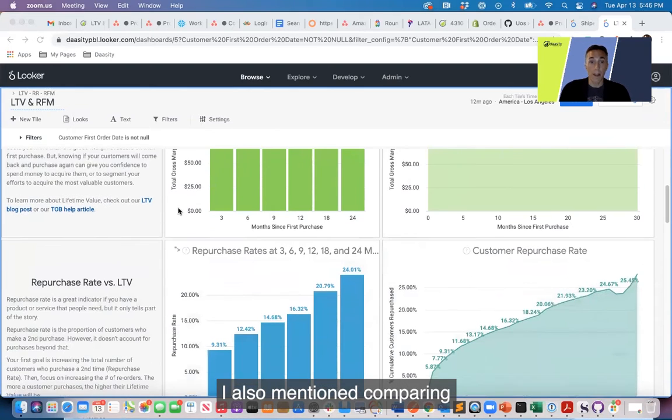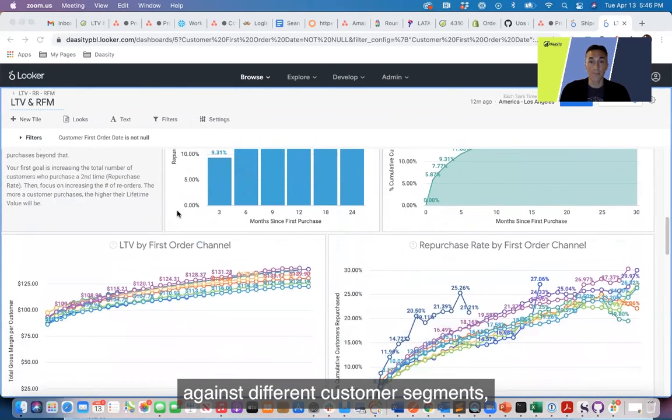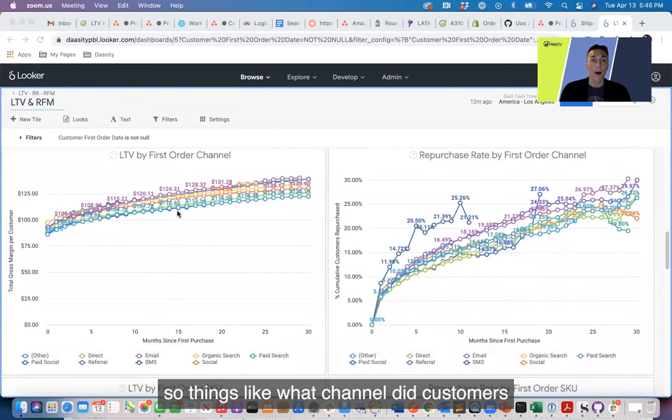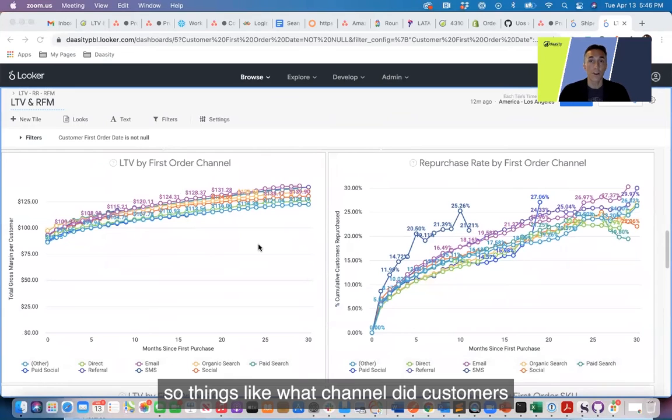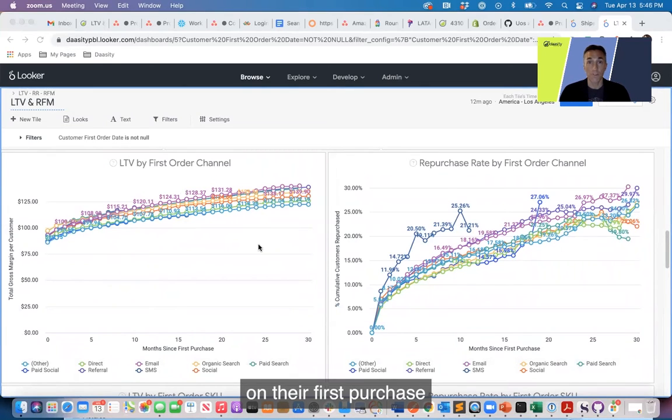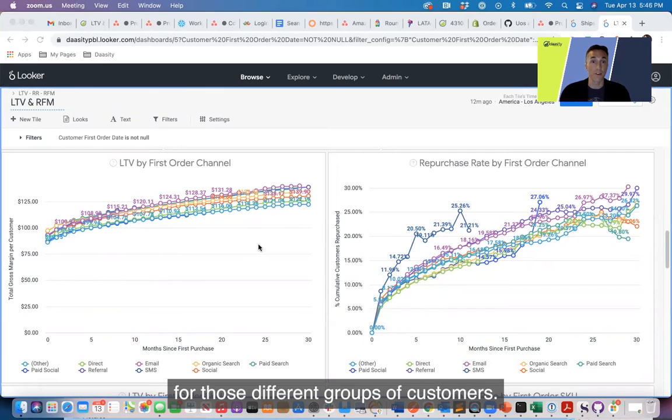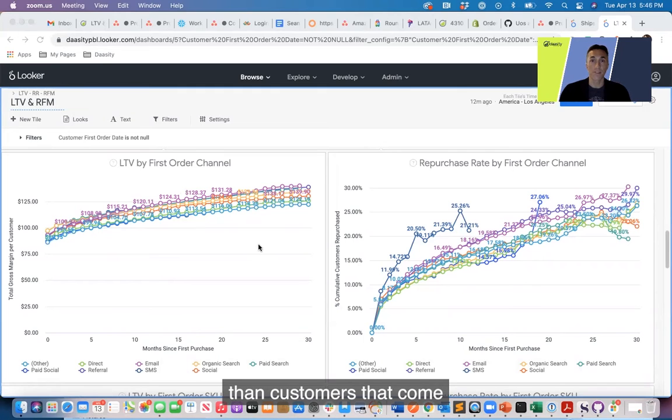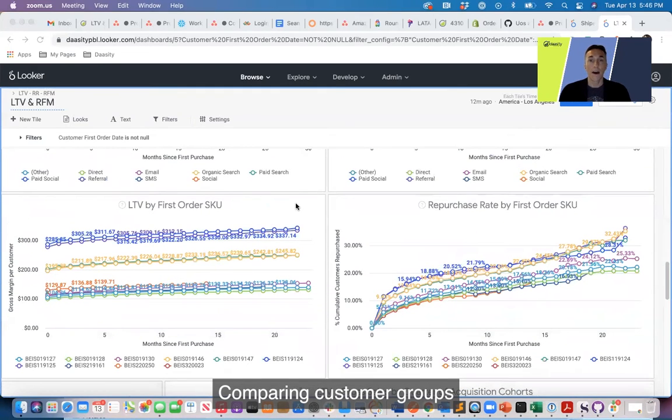I also mentioned comparing against different customer segments. So things like what channel did customers first come through on their first purchase, and looking at the lifetime values for those different groups of customers. So are customers that come through paid social ads more valuable than customers that come through a paid search ad? Comparing customer groups by the SKUs that were in their first order is another very common use of lifetime value.